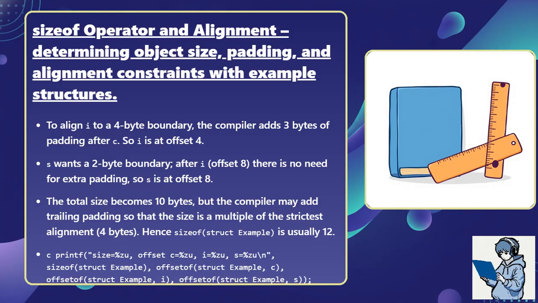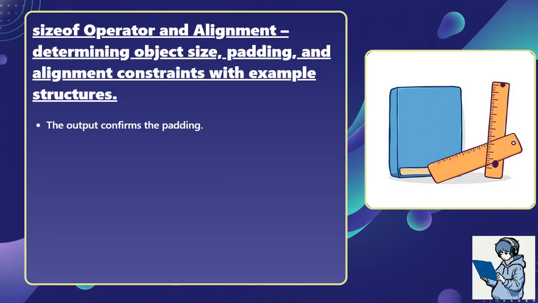printf("size %zu, offset c %zu, i %zu, s %zu\n", sizeof(struct example), offsetof(struct example, c), offsetof(struct example, i), offsetof(struct example, s)); The output confirms the padding.